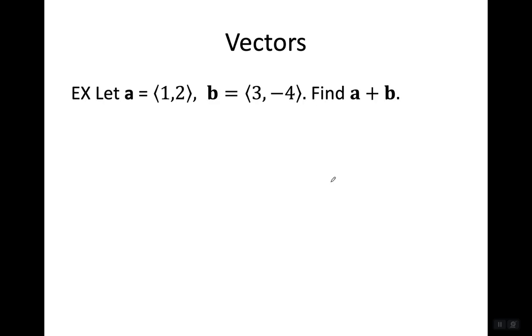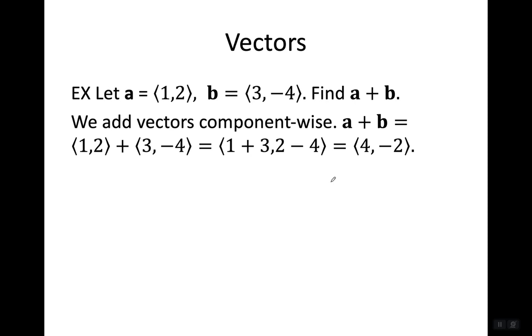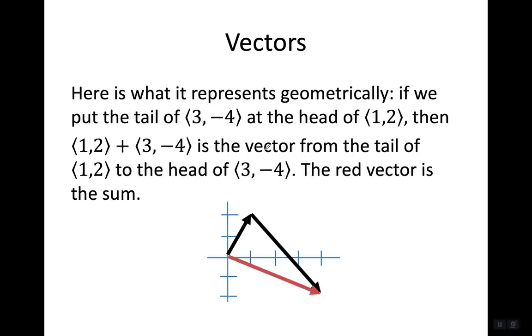Let A equal 1, 2, B equal 3, negative 4. Find A plus B. We add vectors component-wise. A plus B is 1, 2 plus 3, negative 4. It's going to be 1 plus 3, 2 plus negative 4. In other words, it's going to be 4, negative 2.